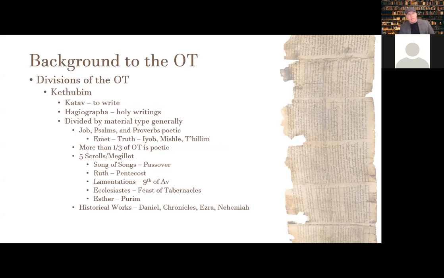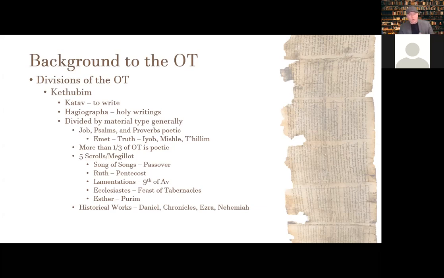All right, the last division here in the Hebrew Bible is the Ketubim. Now, this word comes from katav, which means to write. It was later on referred to as hagiographa, the holy writings. And generally speaking, it's divided by its material type. What I mean by material type is the genre of literature that's happening in the text itself. So when we look at writings like, this is an example, Job, Psalms, and the Proverbs are linked together.